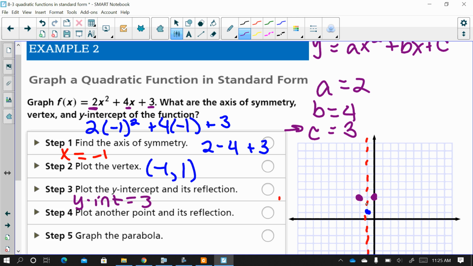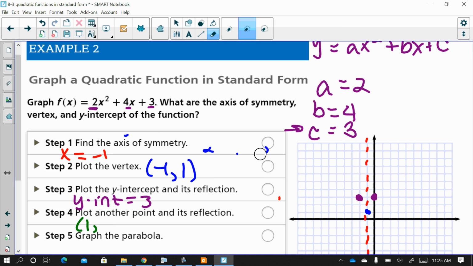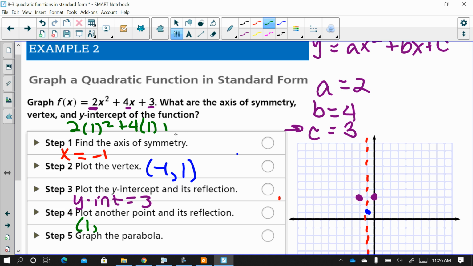This says then plot 1 more point and reflect it. What value do you want to use? Well, we already used 0, so let's just plug in 1 and see what we get. Anywhere I see an x, I'm plugging in 1. So I have 2 times 1 squared plus 4 times 1 plus 3. 1 squared is 1, so times 2 is 2. So 2 plus 4 times 1 is 4, plus 3. 2 plus 4 is 6, plus 3 is 9. So I get the point 1, 9. If I plot 1, 9, it's right here.